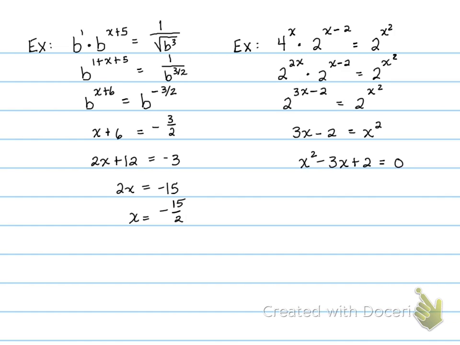And then we'll factor. So x minus 2 times x minus 1 equals 0, which gives me x equals 2 and 1. And again, we're not going to have any extraneous solutions because it's an exponential, not a logarithmic equation. And so we are done.